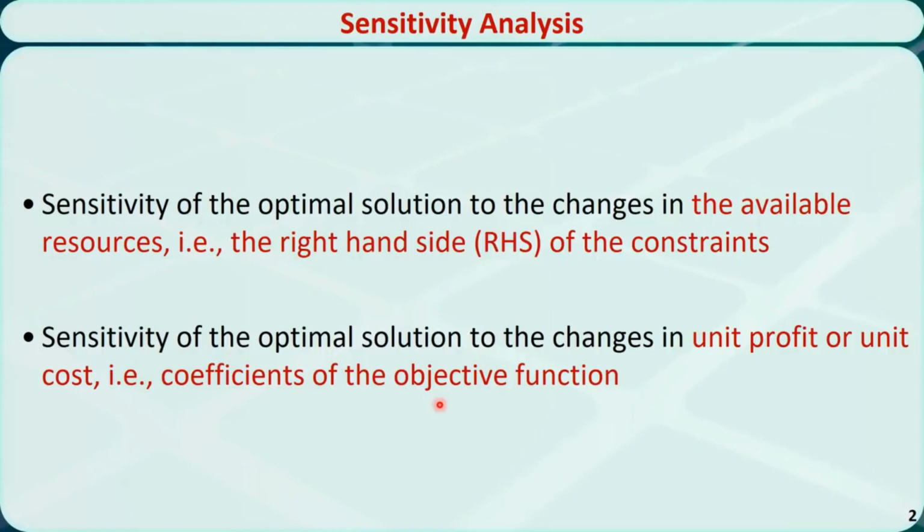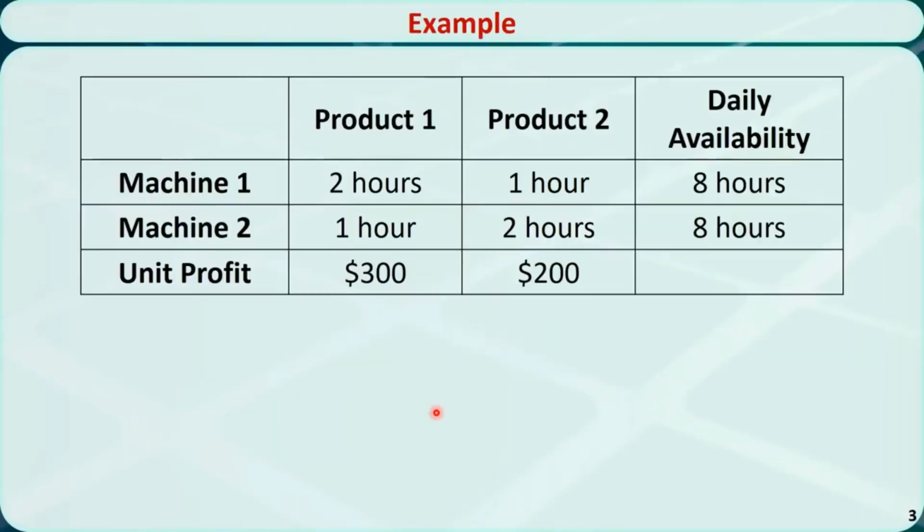Here is an example. Two machines are used to produce two types of products. A unit of product 1 requires 2 hours of processing time on machine 1 and 1 hour of processing time on machine 2. A unit of product 2 requires 1 hour of processing time on machine 1 and 2 hours of processing time on machine 2. Daily processing time available on each machine is 8 hours.